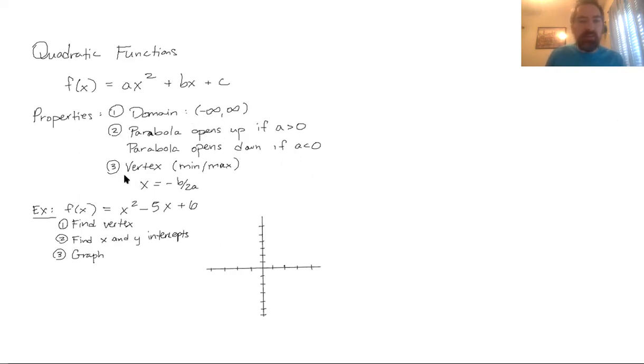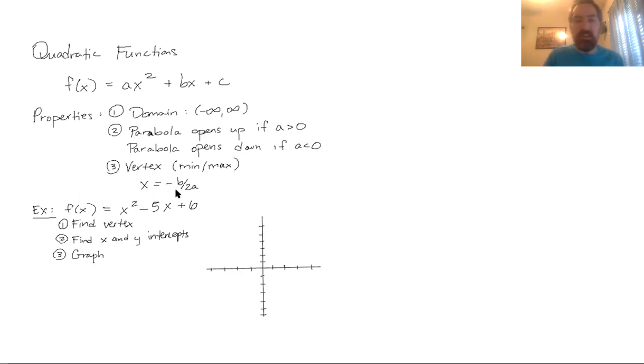And then property number 3 is the vertex. The vertex is the minimum if the parabola opens up. The vertex is the maximum if the parabola opens down. And the x value for the vertex can be found using the formula x equals negative b over 2a. And the y value can be found by plugging the x value back into the function.